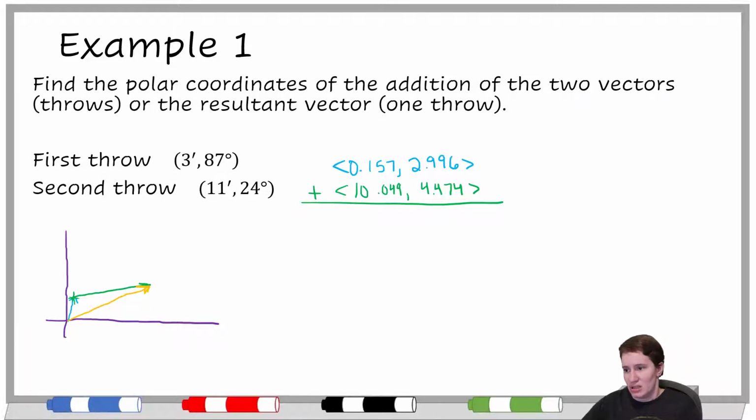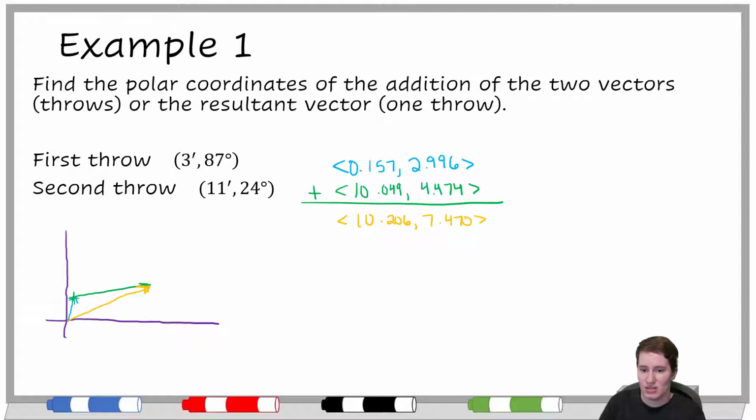And I personally don't want to add these together in my head, so I'm doing a little copy paste action here to have Desmos do it for me. So this first one is 10.206. And the second one is 7.469, which would round up to 7.470.